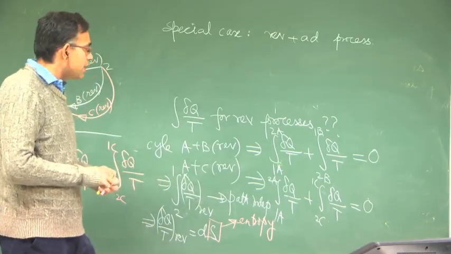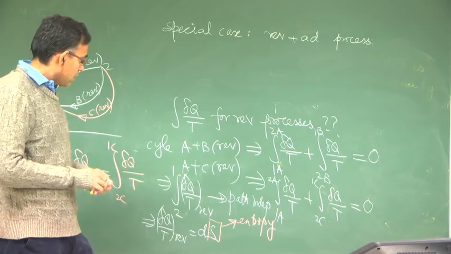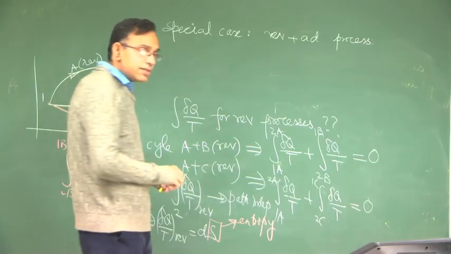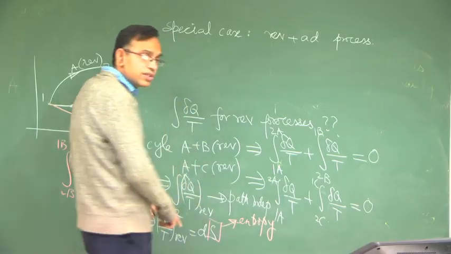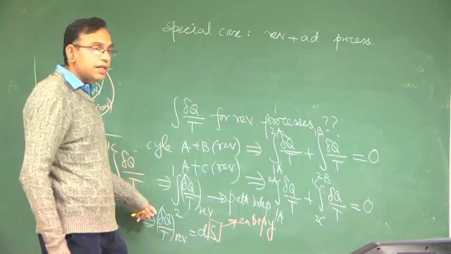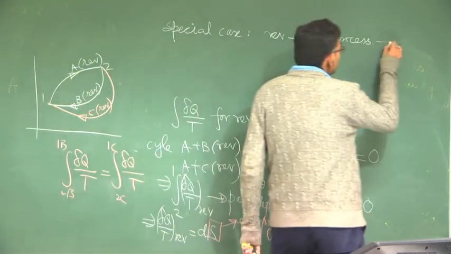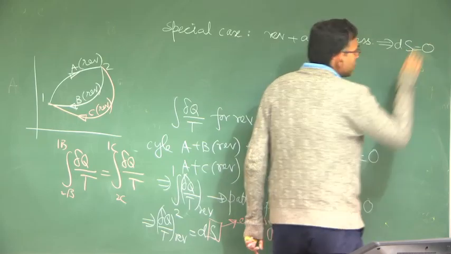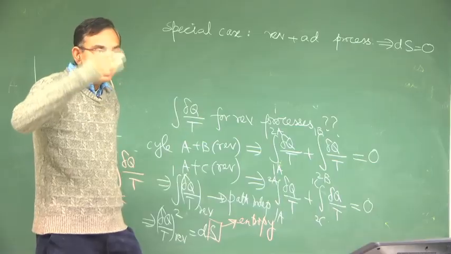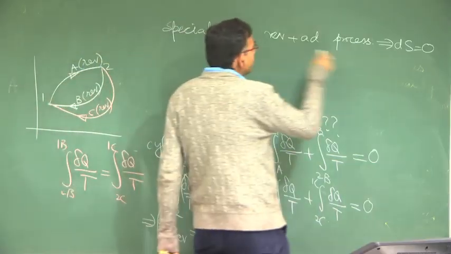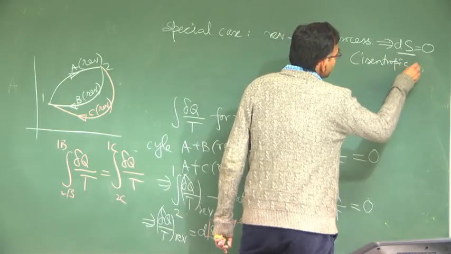So a reversible adiabatic process is a process where, because it is reversible, you can use ds equal to del q by T, and because it is adiabatic, del q is 0. So reversible plus adiabatic process means ds equal to 0 between all state points that successively change during the process. This is called an isentropic process, because the entropy remains constant.